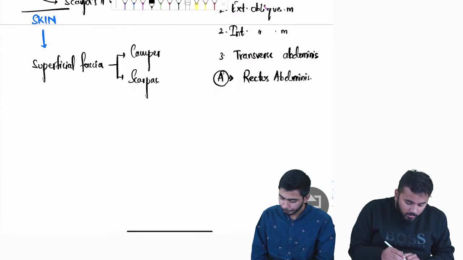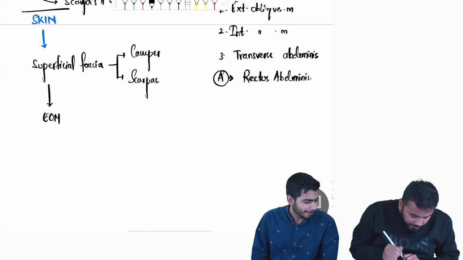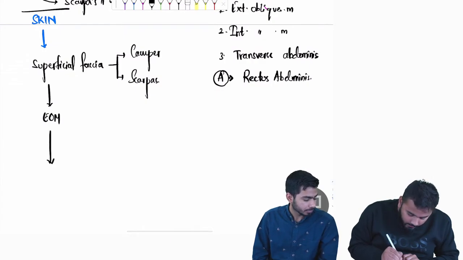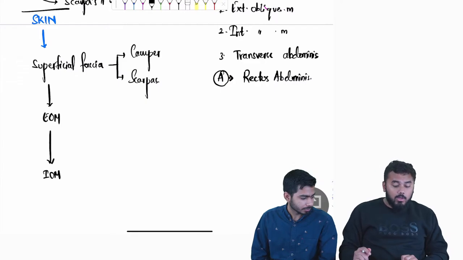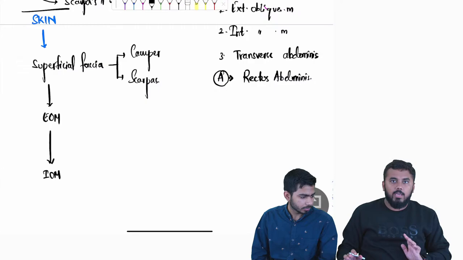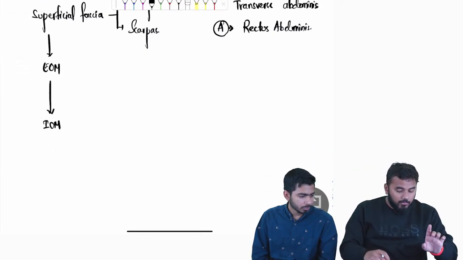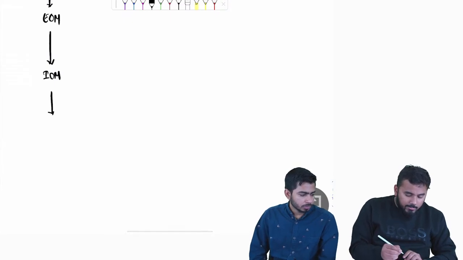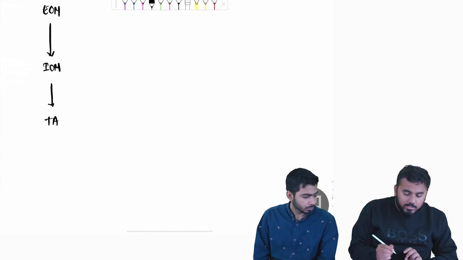Yes. Now, look here, all of you. Superficial fascia. After that, I've got the external oblique muscle. After that, I have got the internal oblique muscle. Sir, we know this. Why are you writing it again? Because these are the things which are continuing with your testis. How are they in continuation with your testis? I'll tell you in a minute. But before that, after the internal oblique muscle, I have got another muscle that is called transverse abdominis.